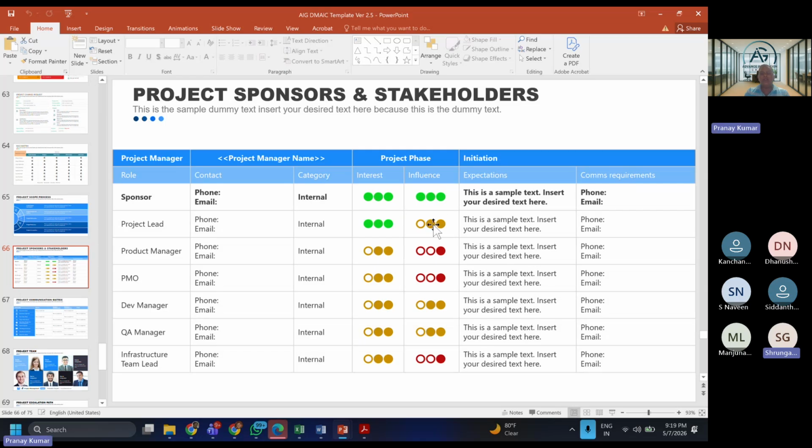Green means someone who's very interested. So 3 means high. So 3 greens here means high, and you have to create your own scale. Maybe I will share what I've done for Sugam, because you want to know that.